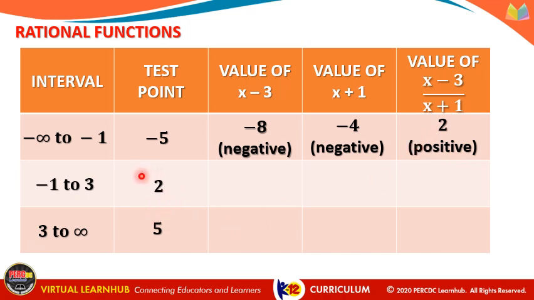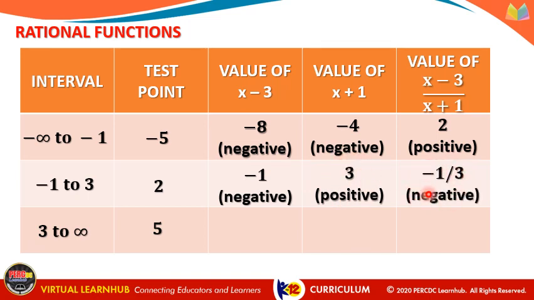If x is positive 2, x minus 3 is negative 1. If x is positive 2, x plus 1 is positive 3. If x is 2, x minus 3 over x plus 1 is negative 1/3. So, from negative 1 to positive 3, our rational expression is negative.